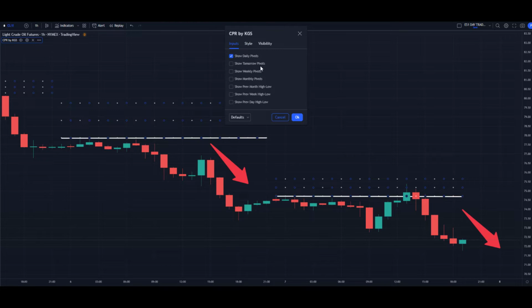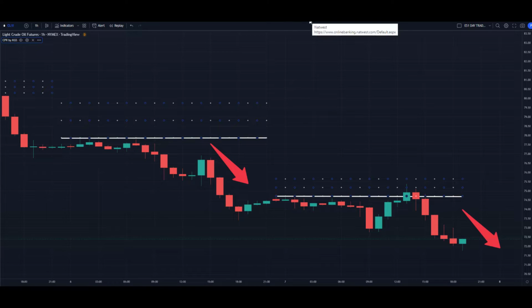Now on this example we've got crude oil on a 1 hour chart and we've got the daily pivots showing. You can add the others, tomorrow's pivot lines on there, previous high lows, all that sort of thing. Play around and there's plenty enough for you to come up with your own strategies and ideas, but that is really quickly how you can get it on to your charts on TradingView.